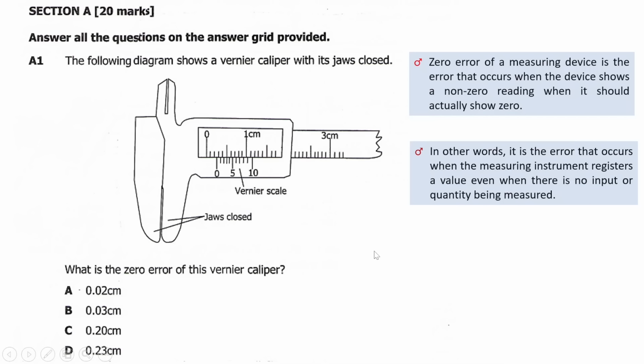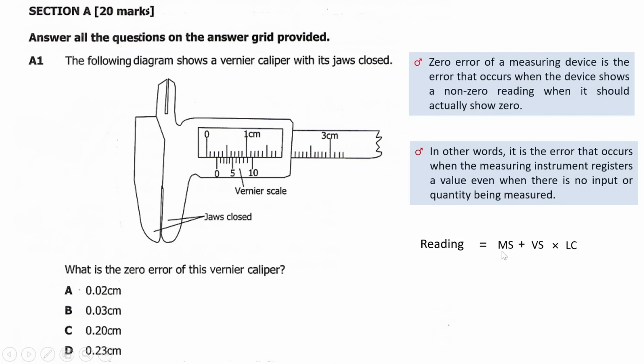So the reading is given by this formula. Reading is equal to MS plus VS times LC. MS is an abbreviation for main scale reading, VS is an abbreviation for vernier scale reading, and LC is an abbreviation for least count. So you need to get values which you need to substitute here: main scale reading, vernier scale reading, least count, for you to know the reading here.